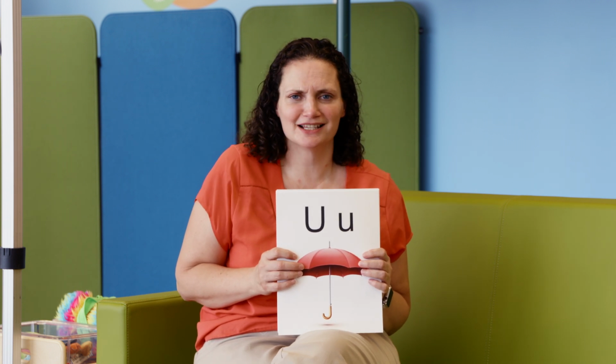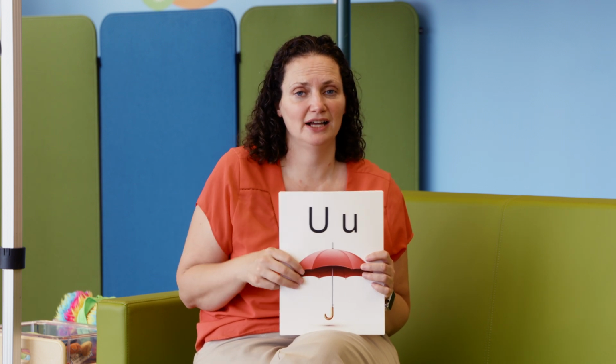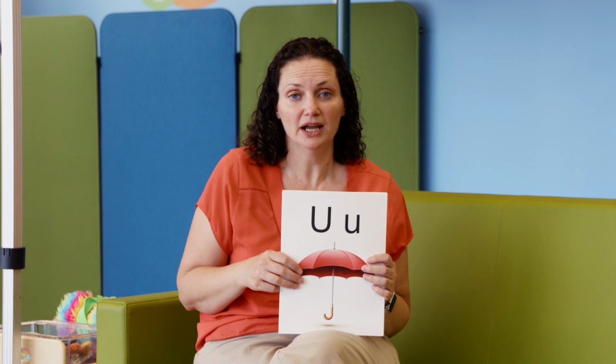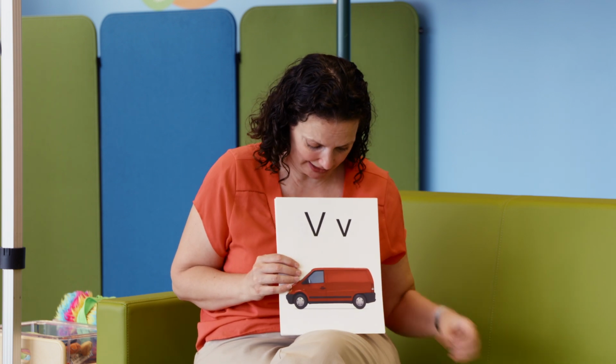The next sound is U. This is actually the easiest sound to make. Lots of us make this sound on accident. So you open your mouth and just say it. It's right in the middle of your mouth and can be said pretty accidentally.